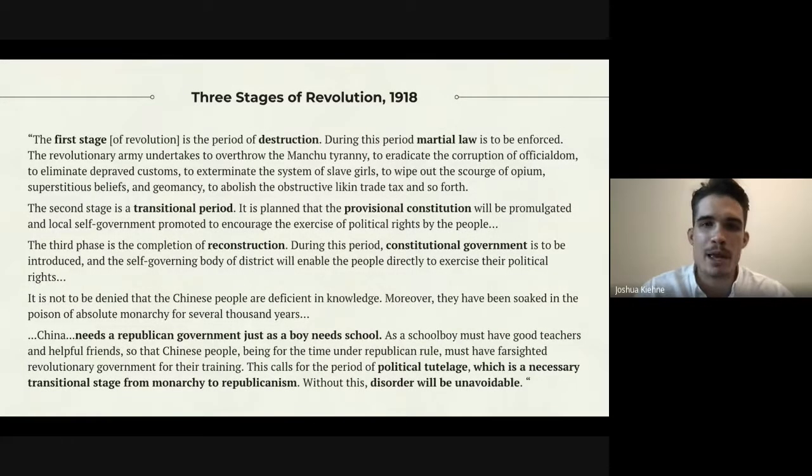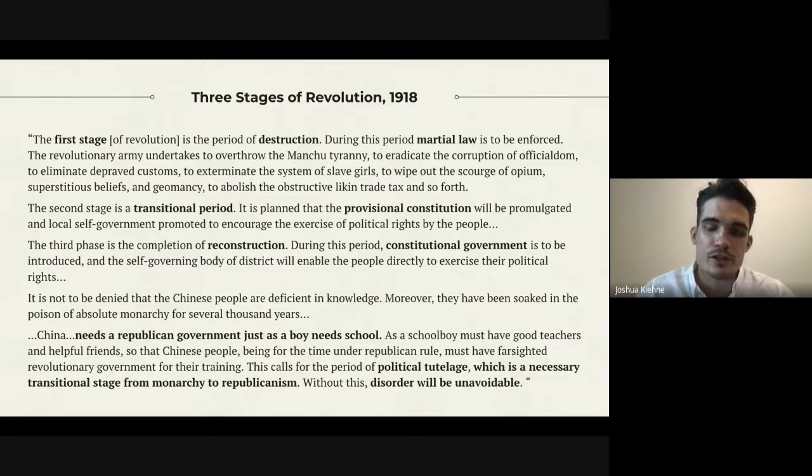And also the people very much lack an understanding of what their political rights are. China has been for thousands of years under imperial rule. All they know is authoritarian government. They don't know anything about democracy or what their rights and liberties should be. So Sun Yat-sen really encourages what's known as political tutelage. You need to start to develop people's understanding of democracy to help them make informed decisions.